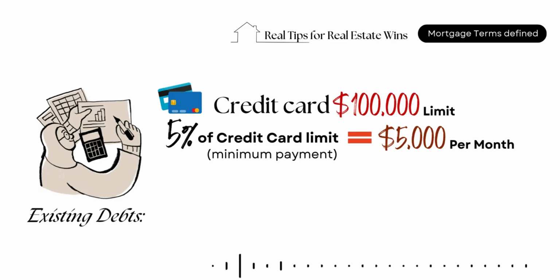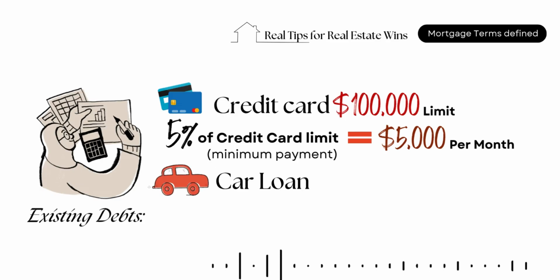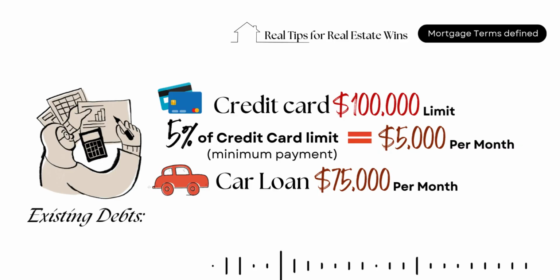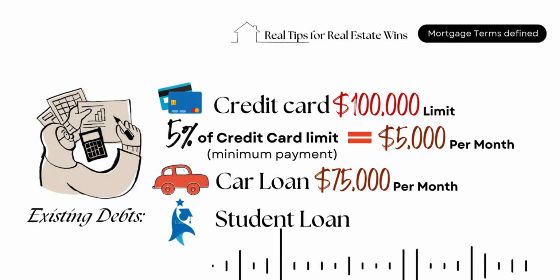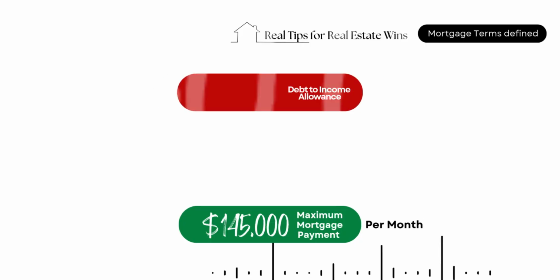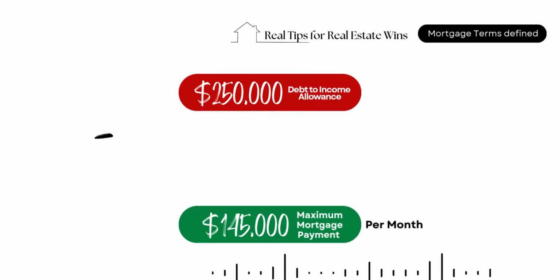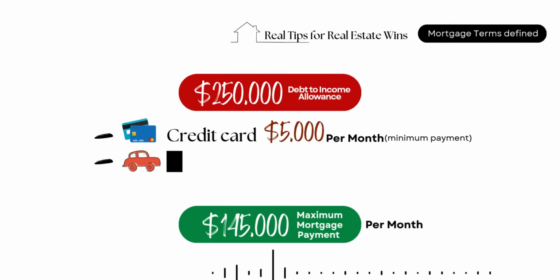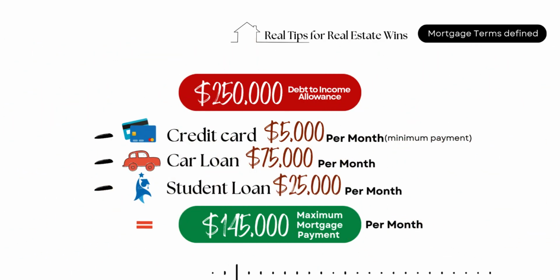Let's say this person also has a car loan with a monthly payment of $75,000 and a student loan with a monthly payment of $25,000. So the maximum mortgage payment you can qualify for is $145,000 per month.